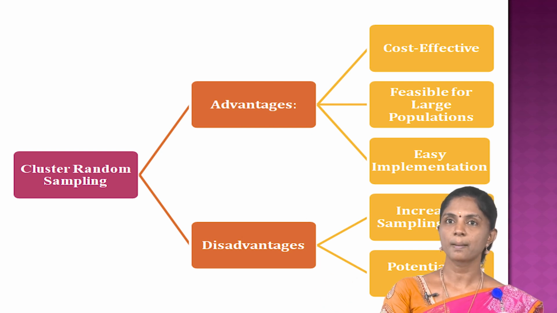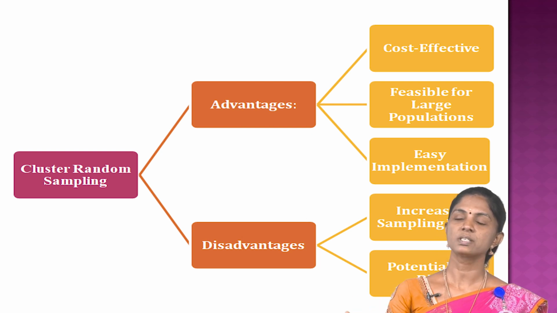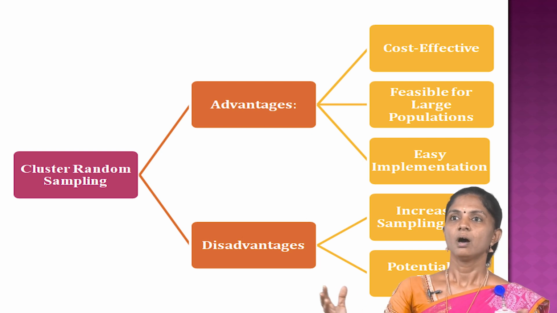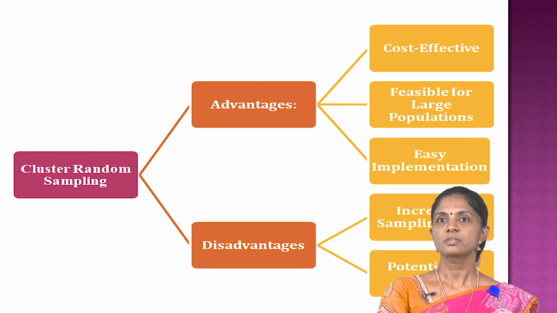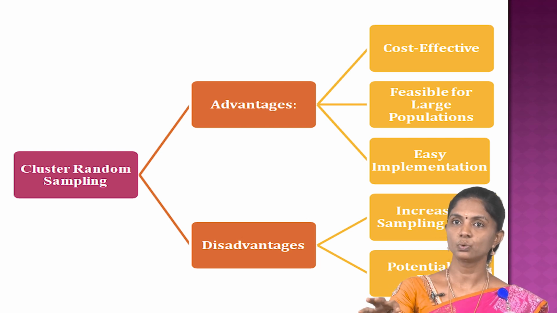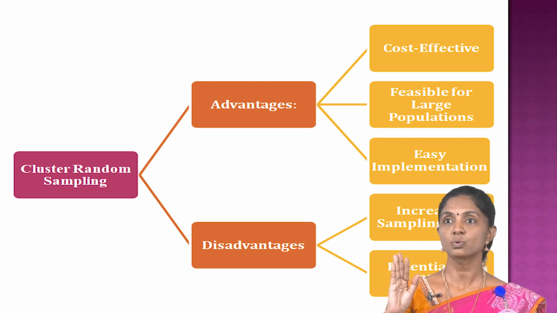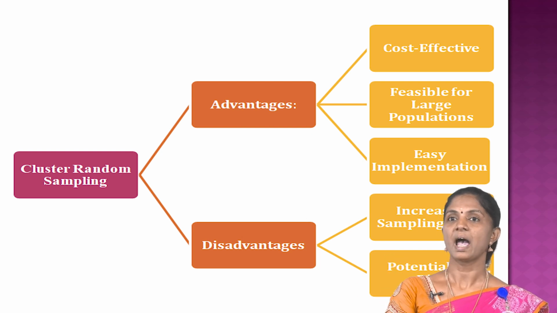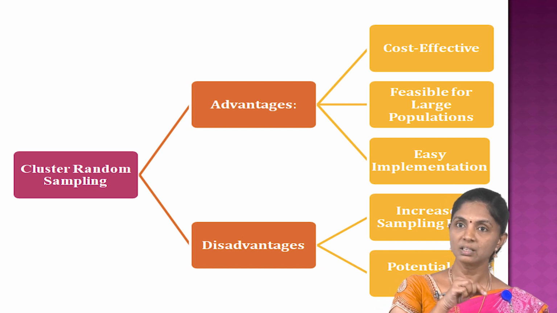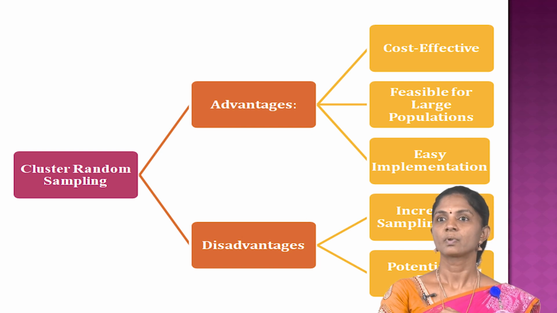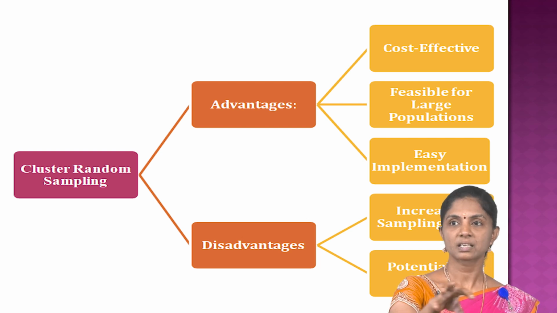Example of cluster sample. A researcher wants to study the academic performance of students in a large school district with 100 schools. Instead of sampling students from each school, the researcher could randomly select 10 schools, 10 clusters, and then either survey all the students within these 10 schools or randomly sample students within each of the selected schools.